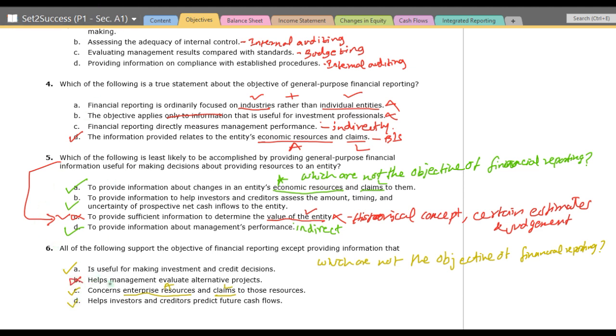But this is not one of the objectives of financial reporting, that it helps management to evaluate alternative projects. This is basically done by capital budgeting. This is not an objective of financial reporting. It is done by capital budgeting. So, what is not an objective of financial reporting is helping management to evaluate alternative projects. Next.